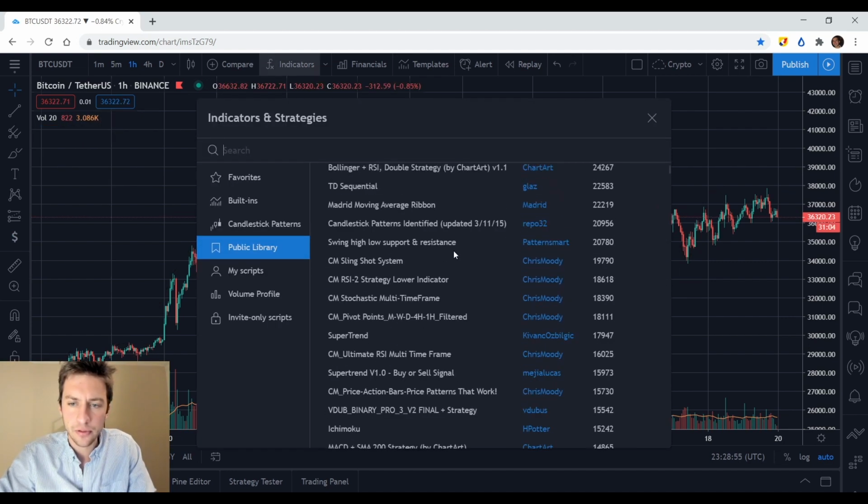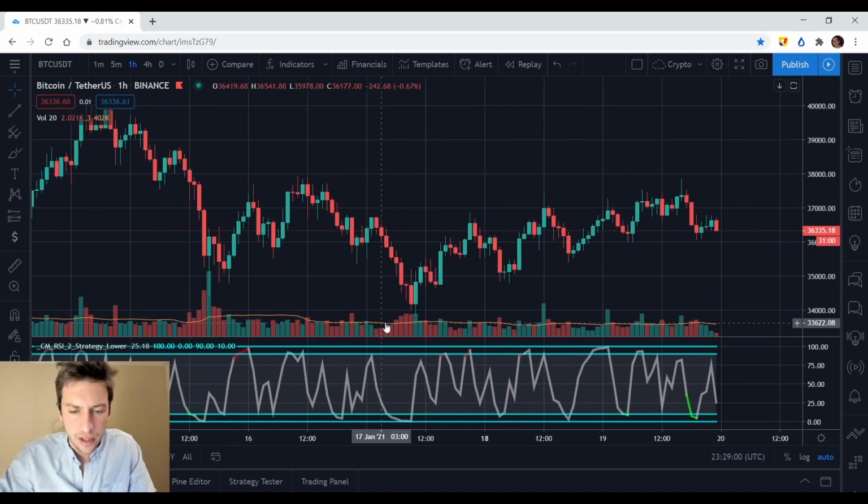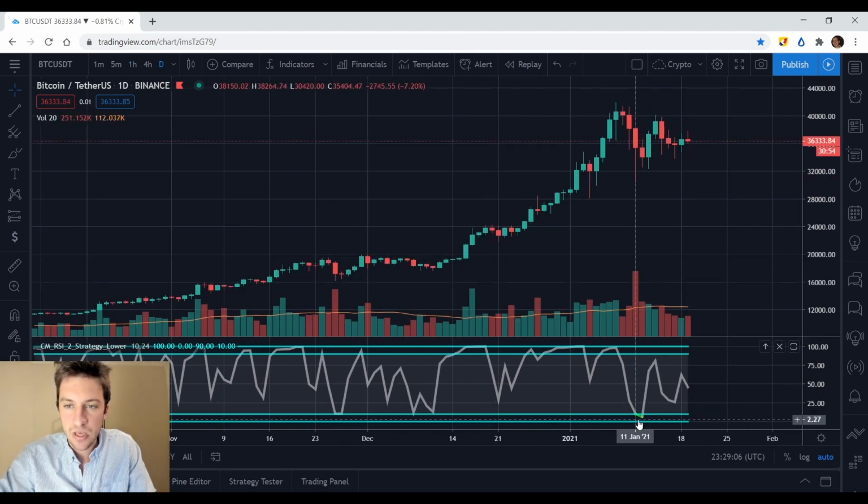Okay, let's go to one of the more popular ones. Random. Okay, so I guess we sell red, we buy green. Let's go on the daily. Let's get crazy. All it said is buy on Jan 11. It wanted us to buy right here, which is okay. I mean, it's decent. This is not great.